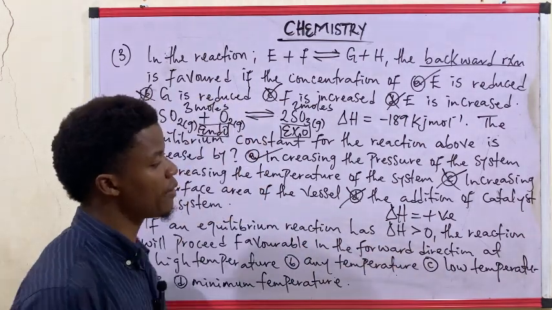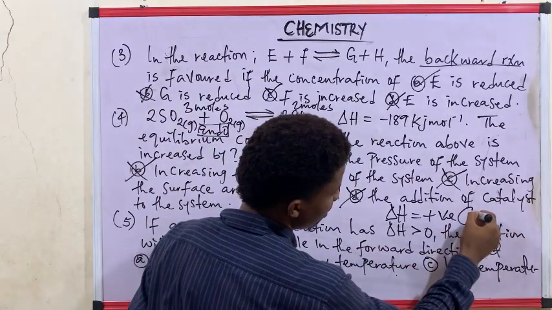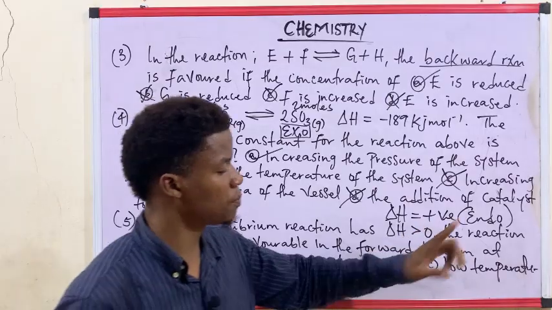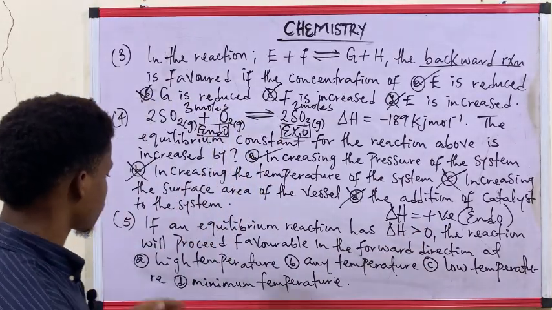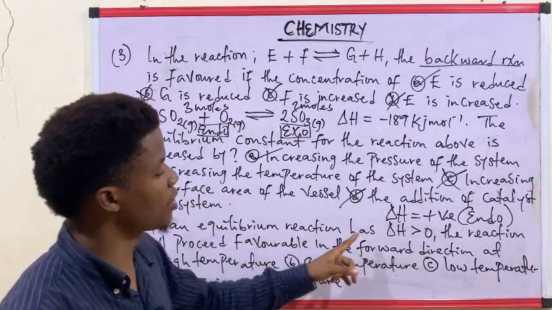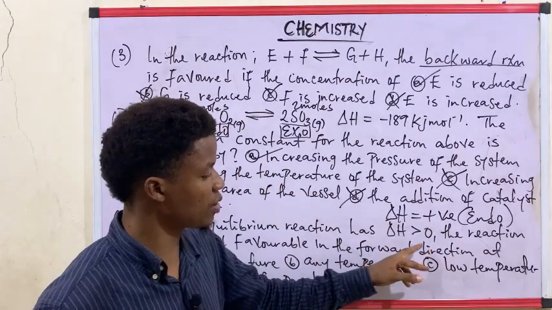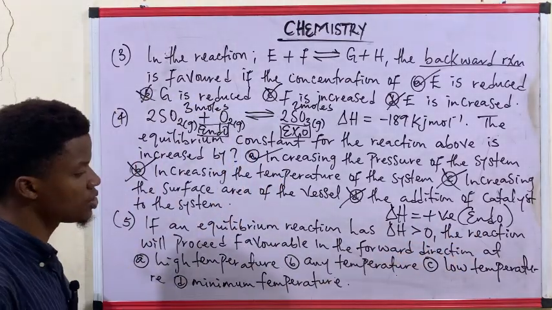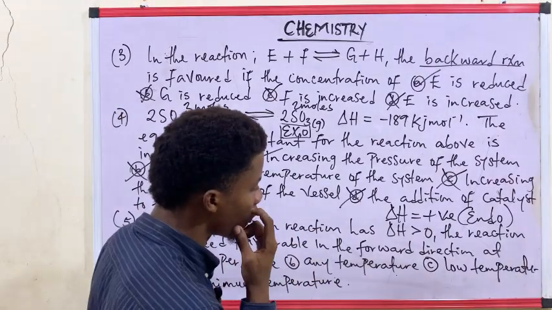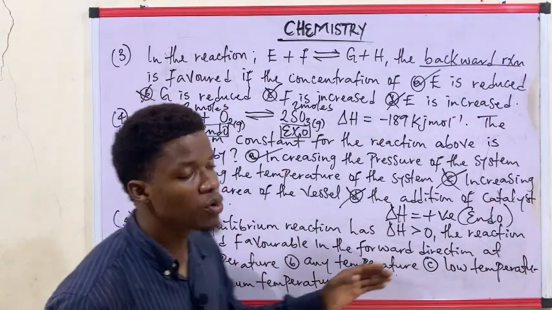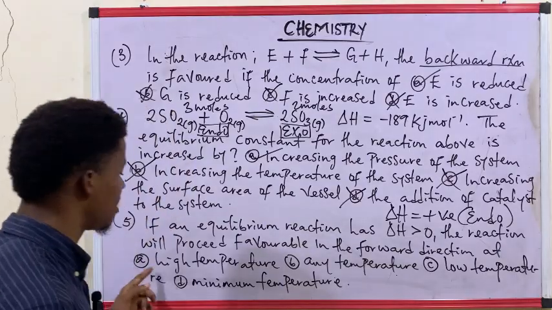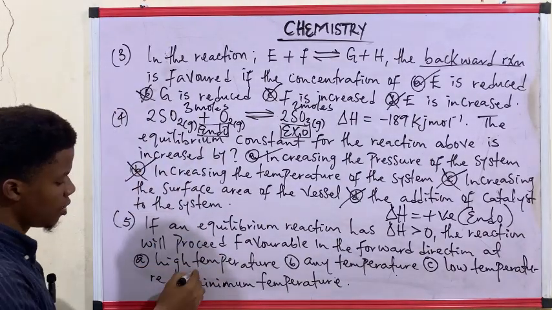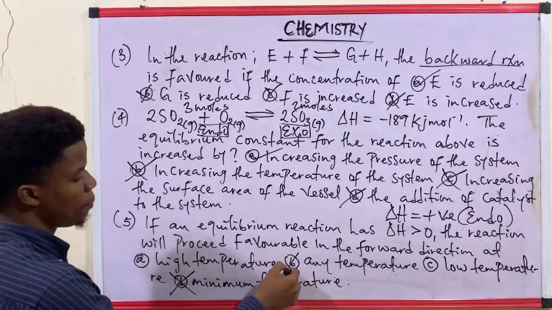Being the positive direction, it therefore means that the reaction is what? Endothermic, because delta H is in the positive direction. So if an equilibrium reaction has delta H greater than 0, it is endothermic, and the reaction will proceed favorably in the forward direction by: A, high temperature, B, any temperature, C, low temperature, D, minimal temperature. Now, obviously, D is out of it and B is out of it.